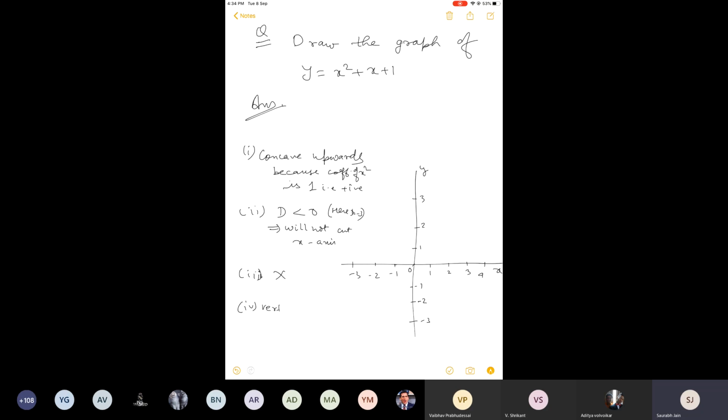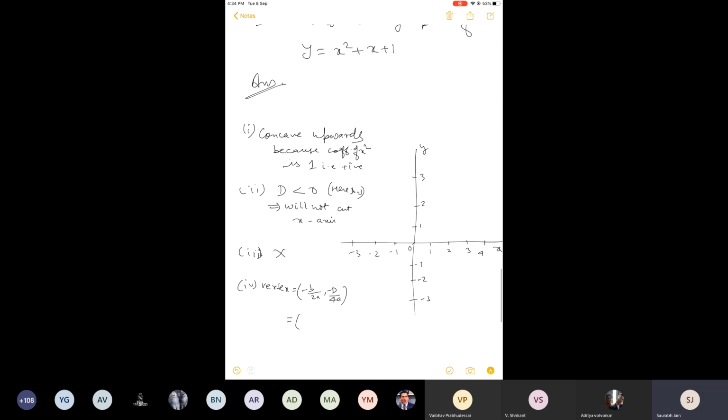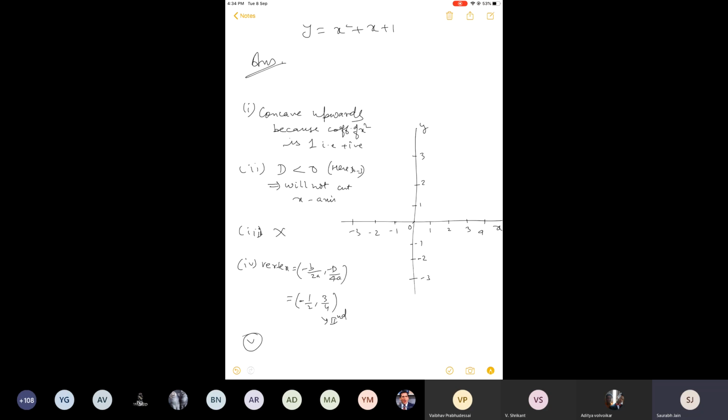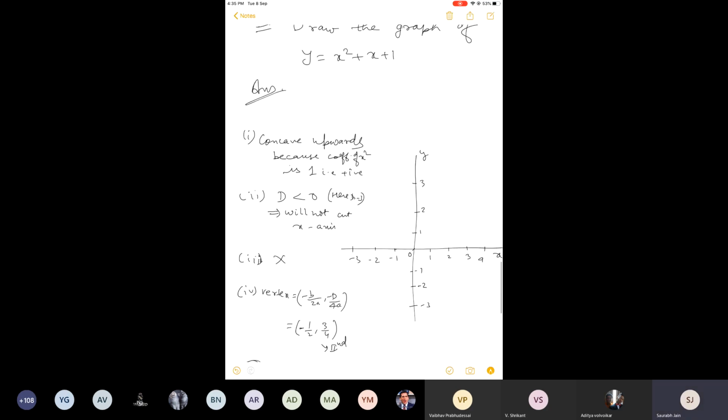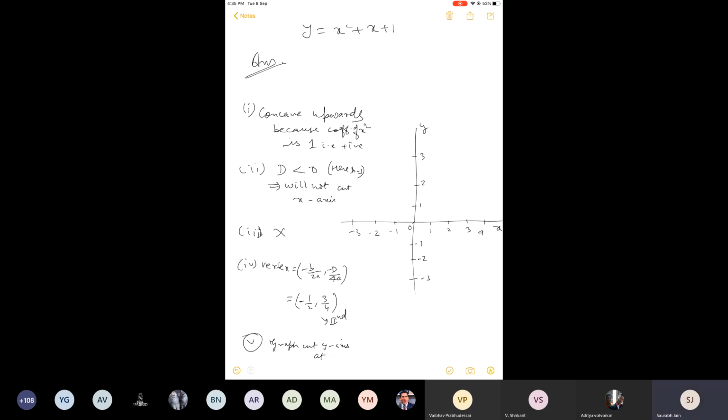Fourth part is the vertex. The formula is minus b by 2a, comma minus d by 4a. So minus b by 2a will be minus half here, and minus d by 4a will be 3 by 4. Which quadrant? Second. X negative, y positive, second quadrant. And fifth and last is to find the point where the graph cuts the y-axis. Put x equal to 0, you will get y equal to 1. Okay, so 0 comma 1.